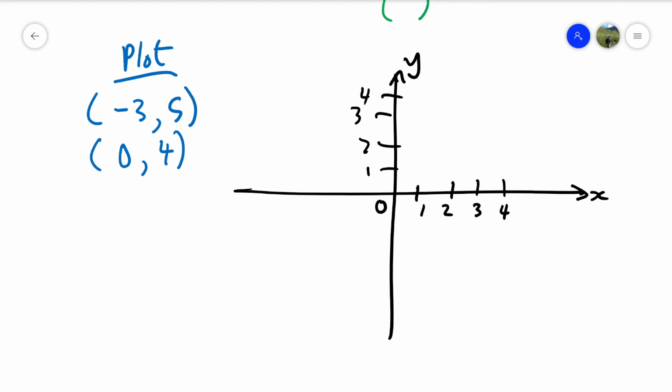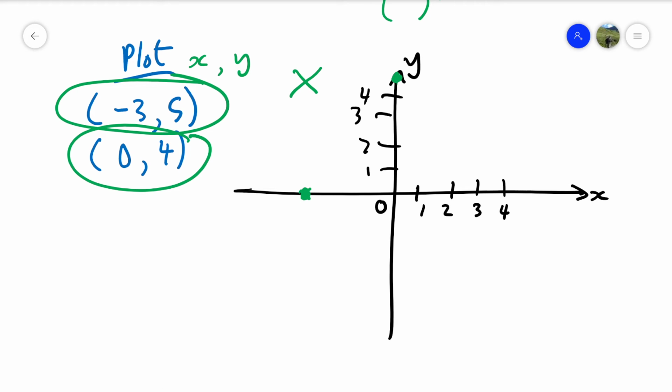Anyway, right. So let's circle that one in green. X, remember it goes X and then Y because it's in alphabetical order. So that's minus 3. I'll just mark it with a dot. And then Y is 5, which means the cross ends up there. Let's do this one in red. X is 0, Y is 4, so the cross ends up there. So that's what that one looks like.